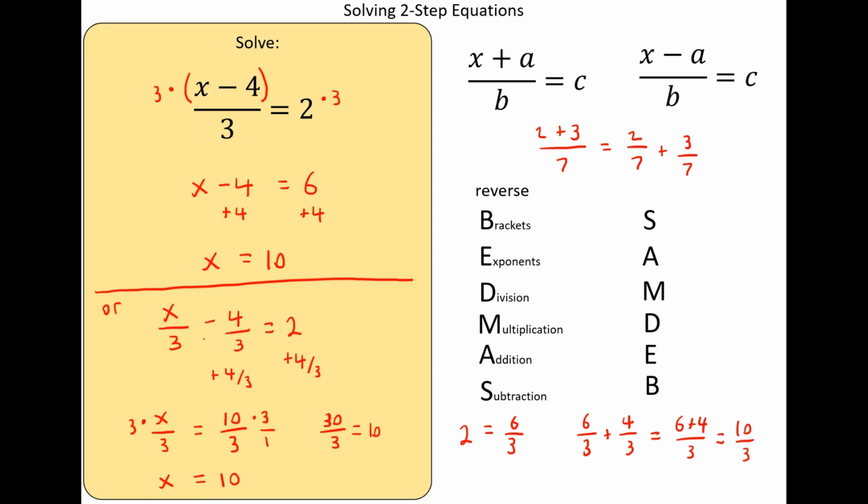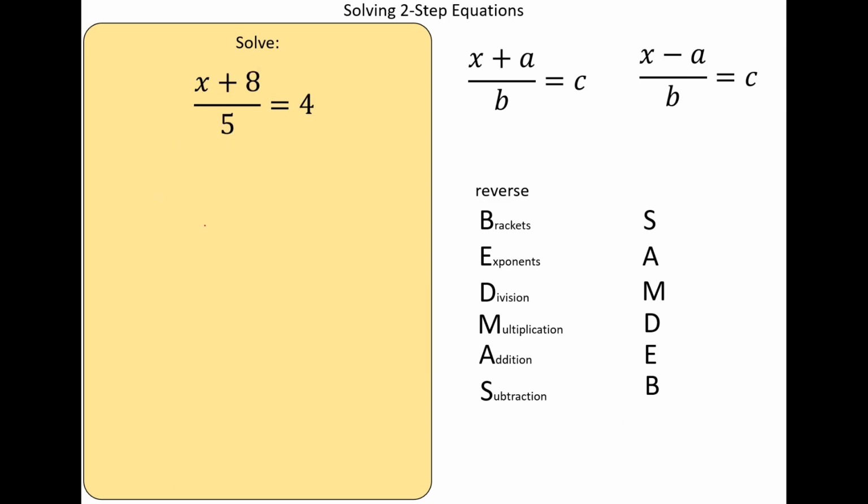So notice how I got the same answer on the bottom as I have on the top. However, the top is way easier to solve for if we just assume there are invisible brackets here and then apply our SAMDEV rule, instead of breaking this fraction apart.